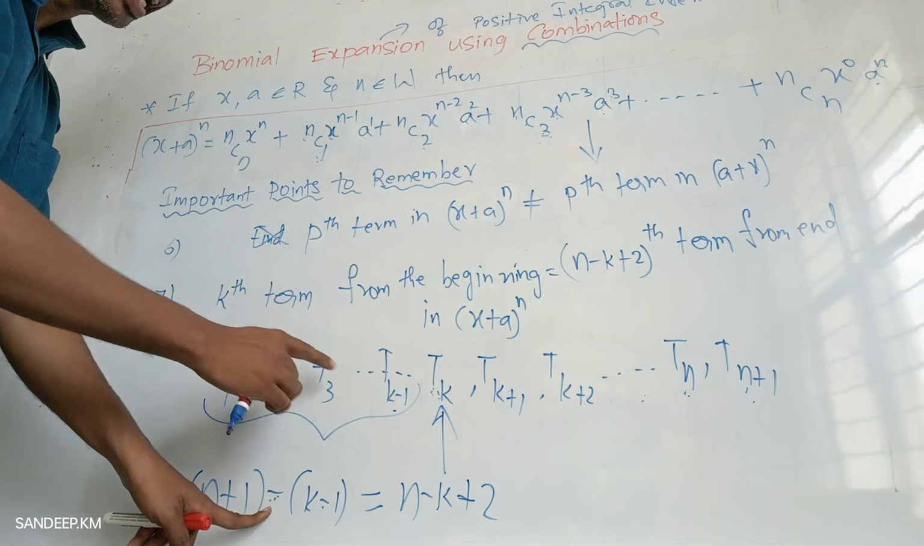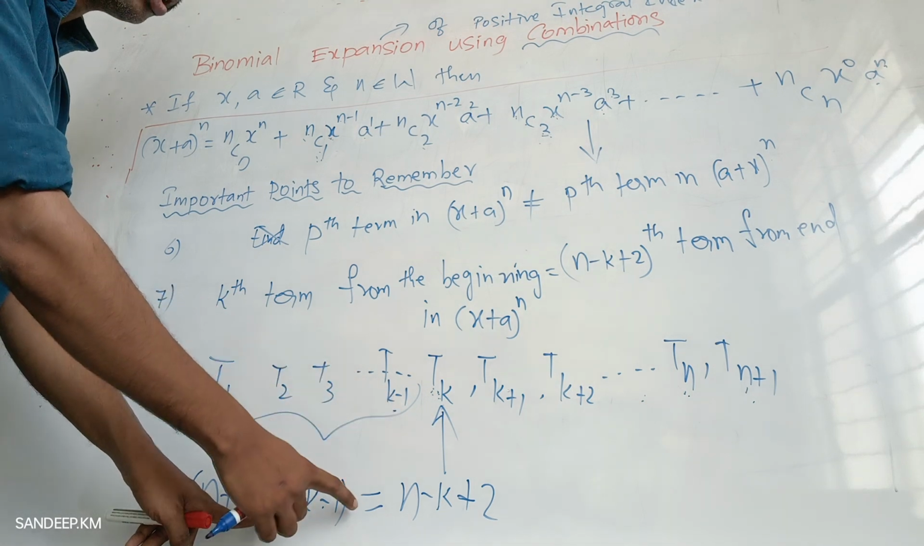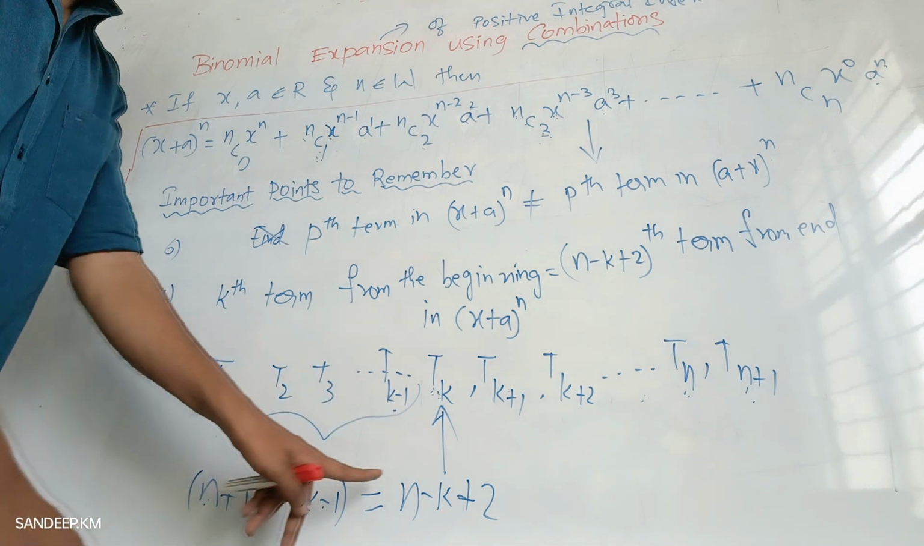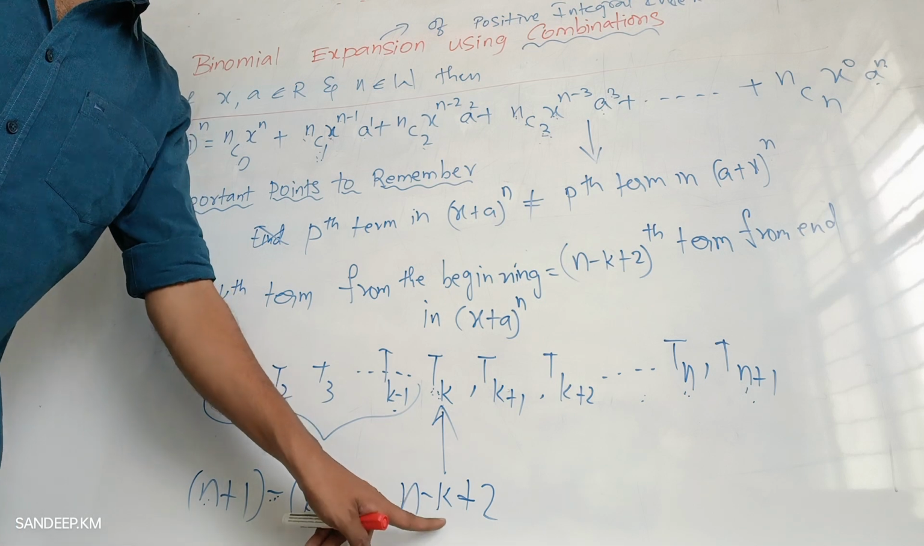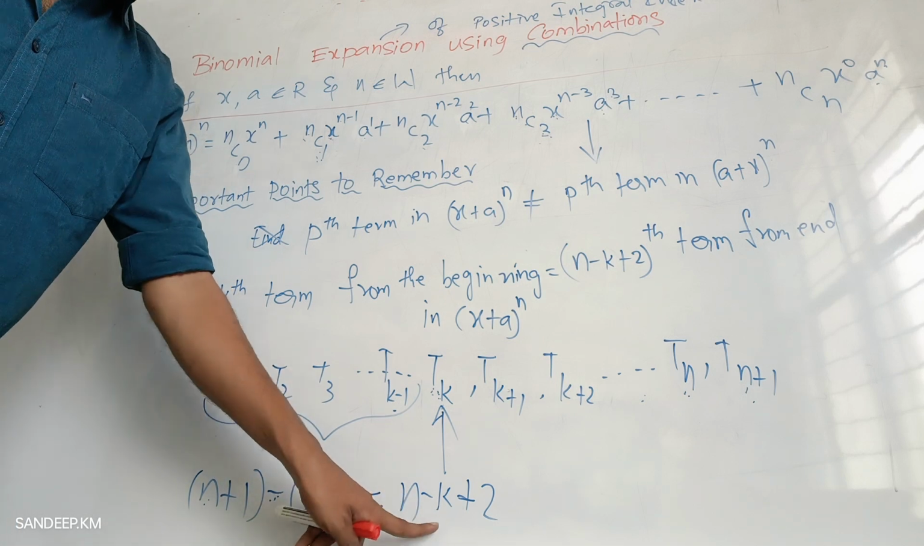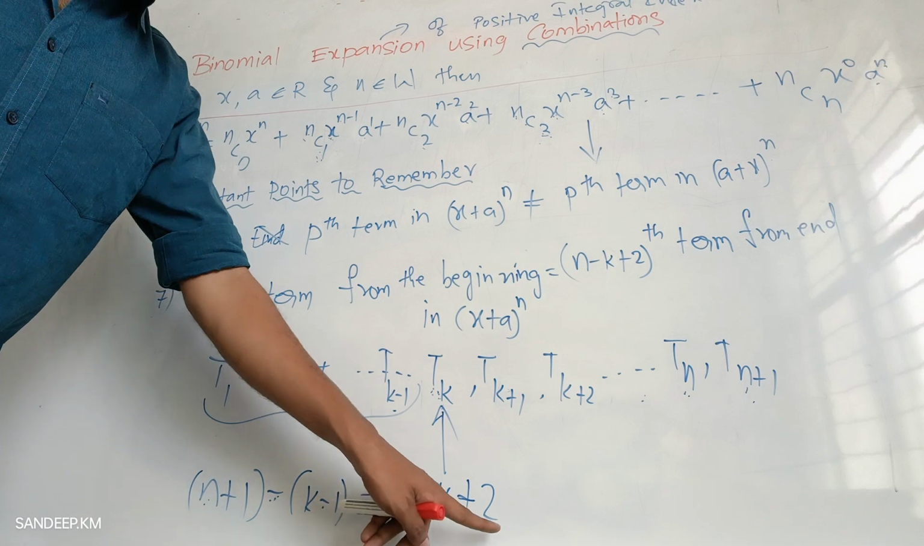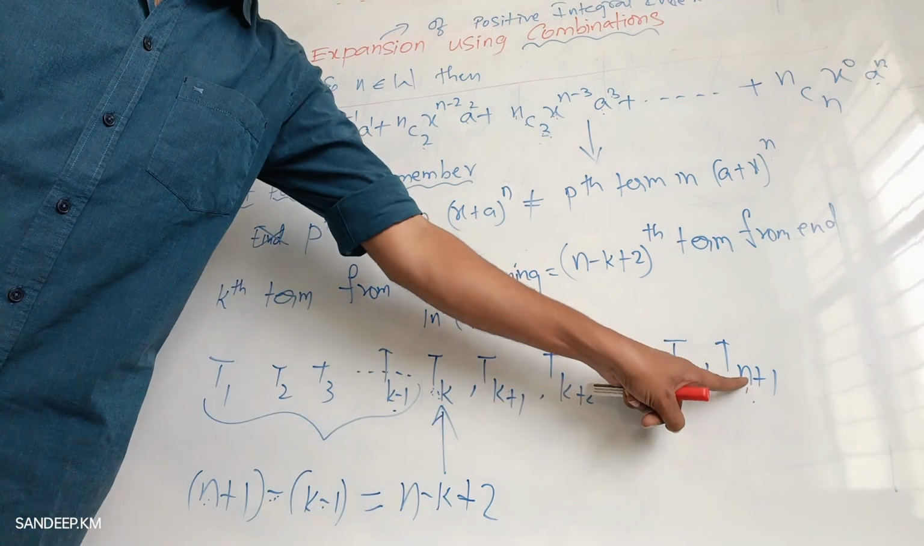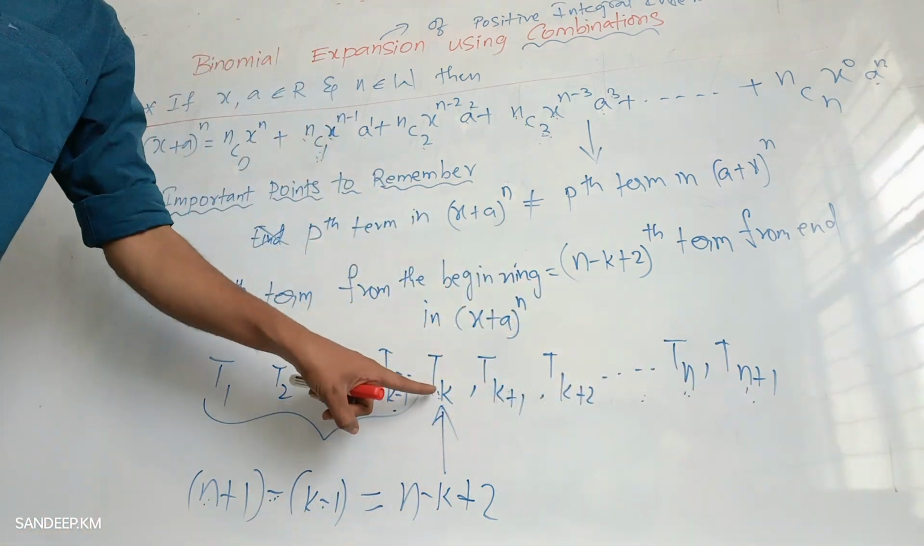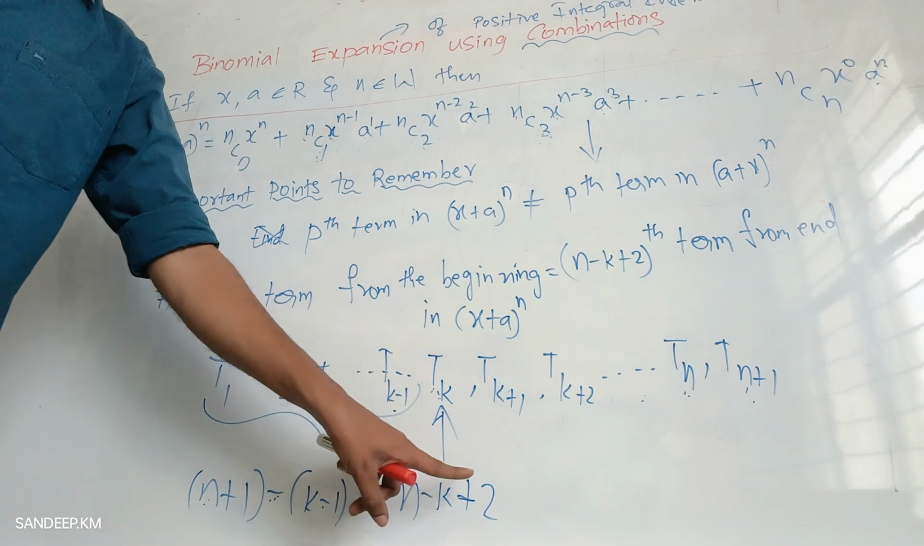All the terms before the kth term means how many terms are removed? K minus 1 terms are removed. Then how many terms are remaining? N minus k plus 2 terms are remaining. Out of these terms, this is the first term, second term, third term, and so on. What is its number? N minus k plus 2.